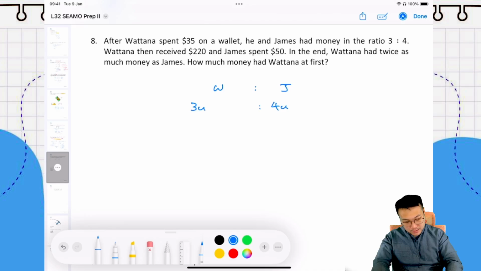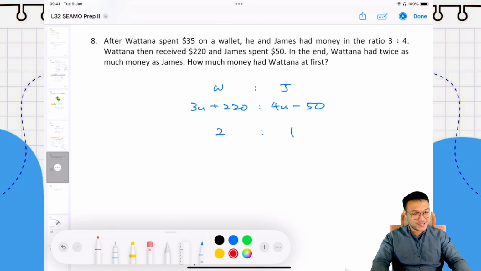Now, they say that Watana receives another $220. So what should I do to the 3 units? Should I add or subtract? Plus, yes, plus $220. What about James? He spent 50, so what should I do? Minus. And in the end, the ratio becomes 2:1. What do you think I should do from here?